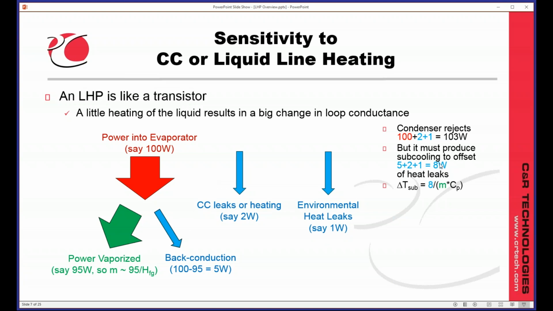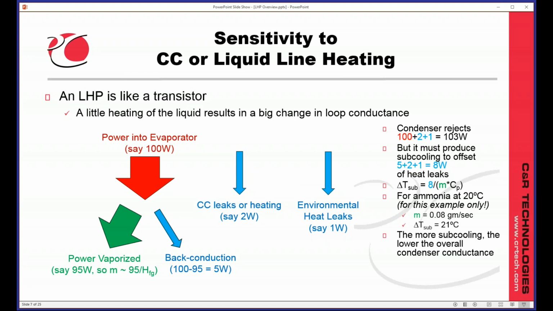And if we were to take that 8 watts and divide it by the mass flow rate times the specific heat, remembering that the mass flow rate is pretty small here, then you get, if we were to take an example of just ammonia at 20C, a very, very small flow rate, as you can see, but a fairly large subcooling to combat that 8 watts of heat leak. And so the condenser not only has to get rid of 103 watts of heat, it has to produce 21 degrees C of subcooling for the loop to balance.